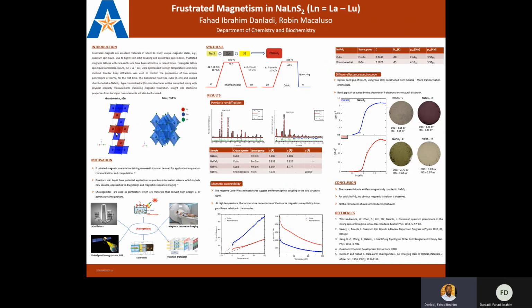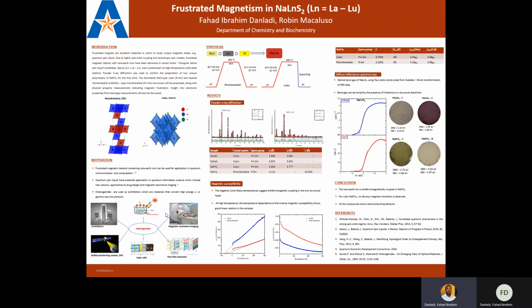What's the motivation behind this research? Frustrated magnetic materials containing rare earth ions have potential application in quantum information science, like magnetic resonance imaging, MRI, and global positioning system, GPS. They can also be used as scintillators, which are materials that convert high energy gamma rays into photons.